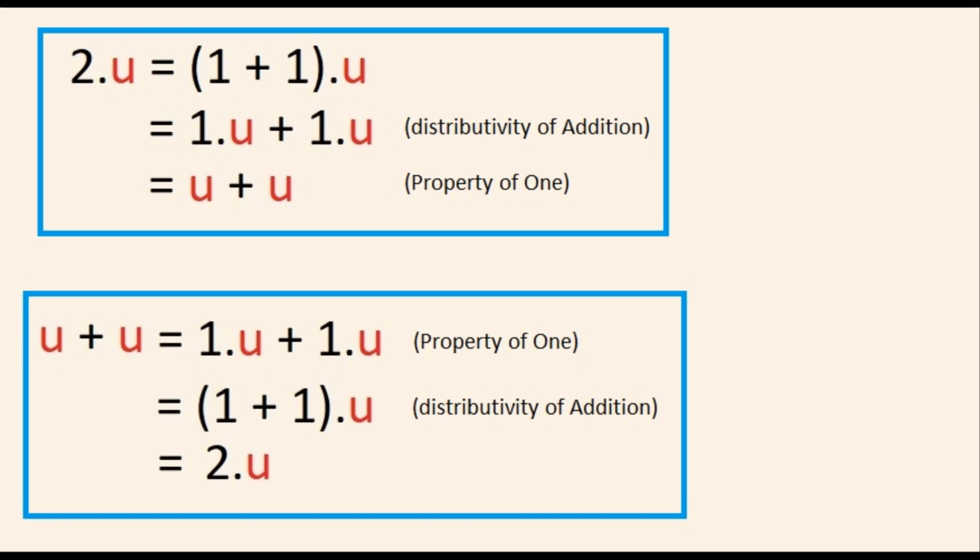It is worth noting that any one of these types of proofs can be written in reverse. For example, the proof that 2 times U equals U plus U can be started at either 2U or U plus U. This is because the axioms can go in both directions, forwards and in reverse.